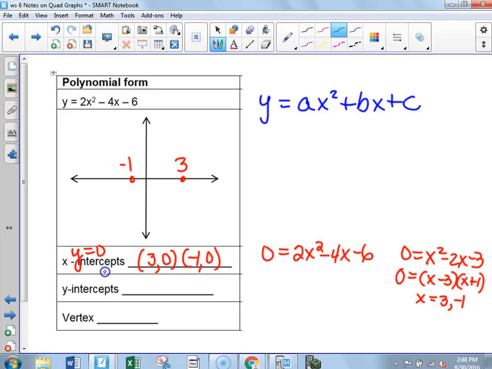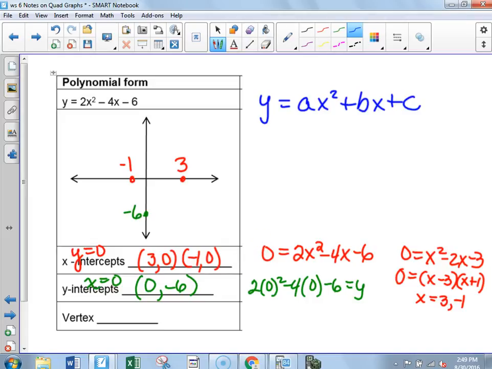Okay, if the x-intercept was when y equals 0, what do you think? The y-intercept is when x equals 0, which means I can just put in a 0. 2 times 0 squared minus 4 times 0 minus 6 is negative 6. Everybody all right? So this is (0, -6). So down here somewhere at negative 6 is where it's crossing the y.